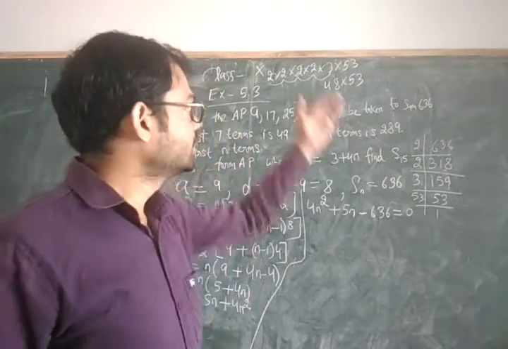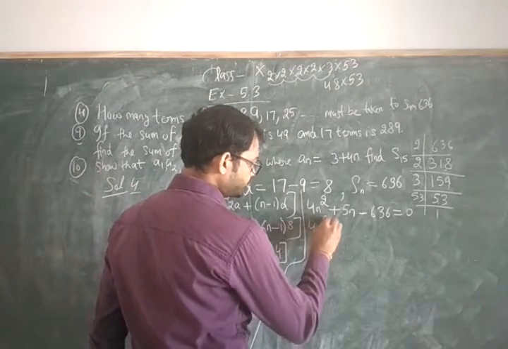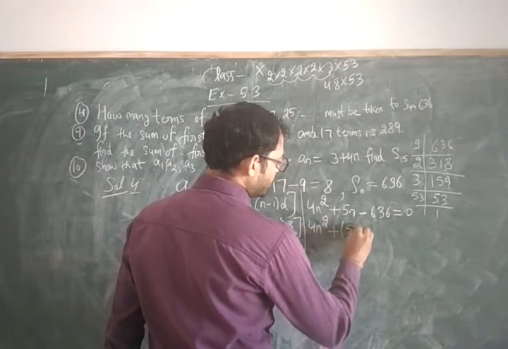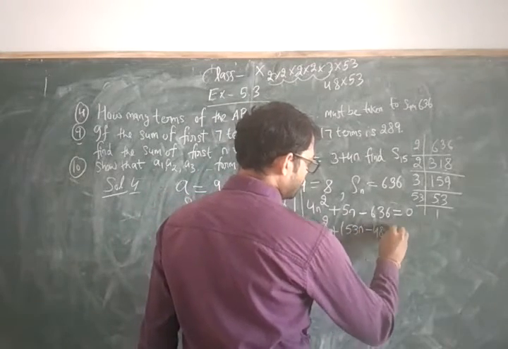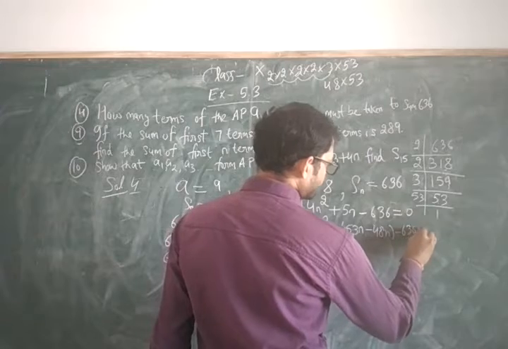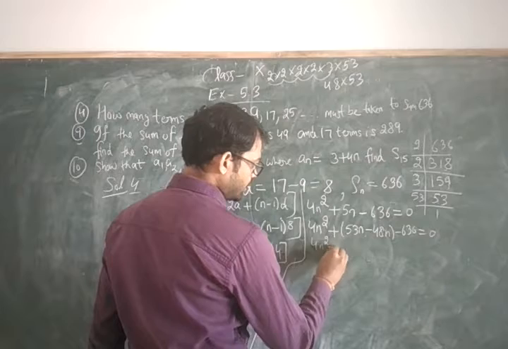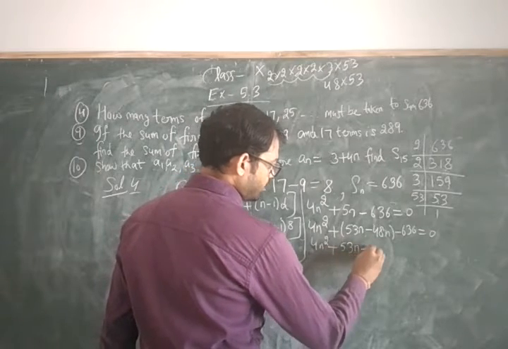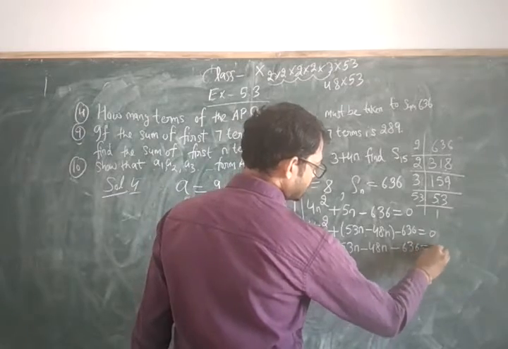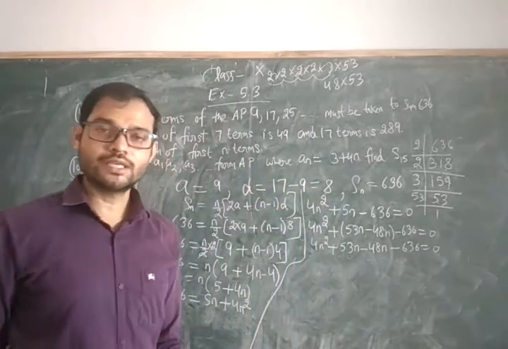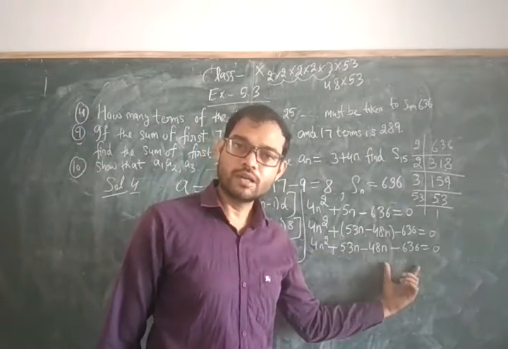So I can take these factors. So it becomes 4n square plus 53n minus 48n minus 636 is equal to 0. Now you can see that we can take common from the first two terms and from the last two.